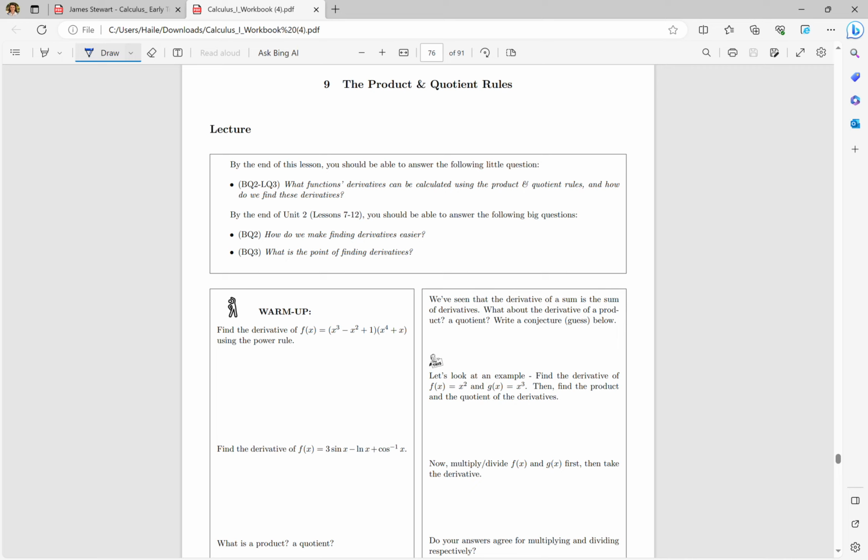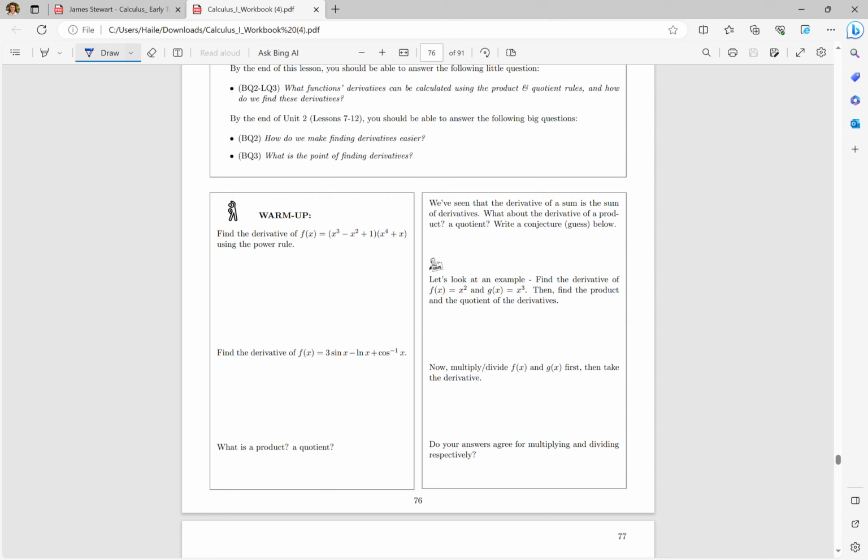And as a reminder, by the end of this unit, so by the end of lesson 12, you should be able to answer the following big questions, or begin to answer them. We're going to continue these in unit 3, but how do we make finding derivatives easier, and what is the point of finding derivatives? So let's begin with the warm-up.